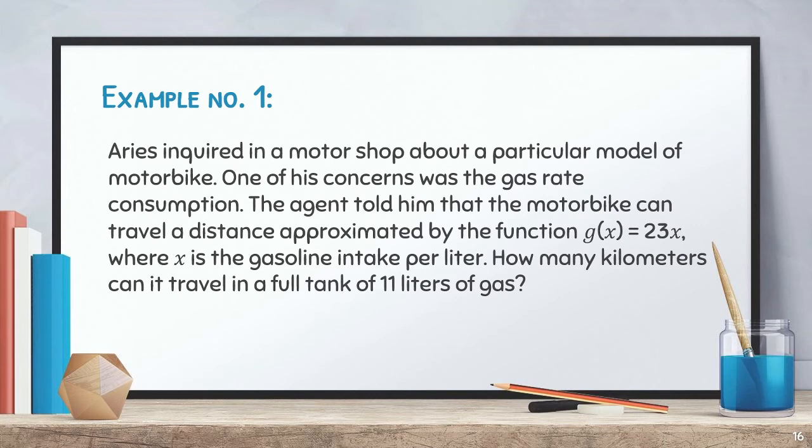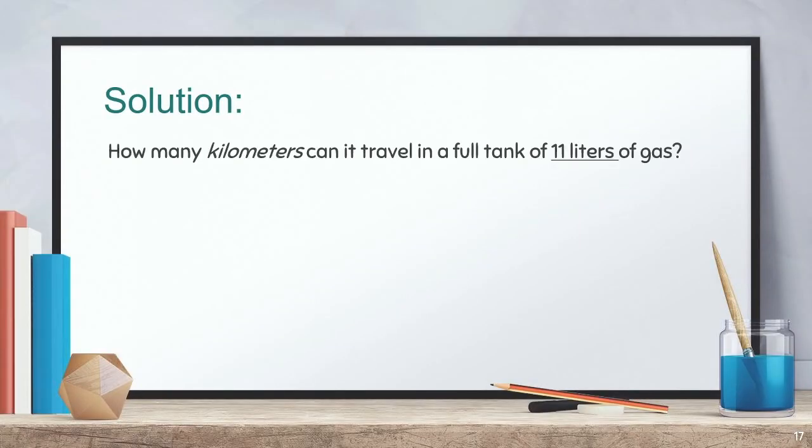So we have here a problem. Aris inquired in a motor shop about a particular model of motorbike. One of his concerns was the gas rate consumption. The agent told him that the motorbike can travel a distance approximated by the function. So meron na tayong function model dito. G of x equals 23x, where x is the gasoline intake per liter. How many kilometers can it travel in a full tank of 11 liters of gas? So anong hinahanap? What is asked, how many kilometers can it travel in a full tank of 11 liters of gas?